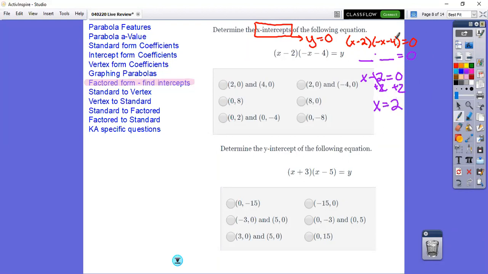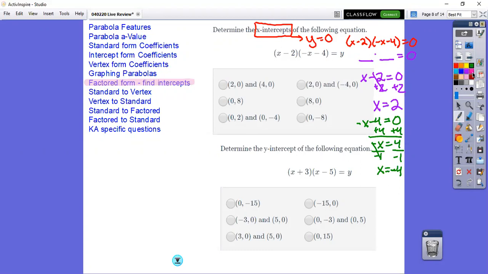You solve the second one. So negative x minus 4 equal to 0. You add 4 to both sides. You get negative x is equal to 4. You've got to get rid of this negative, so you can divide by negative 1, you can multiply by negative 1, whatever you want to do. But you end up with x is equal to negative 4.